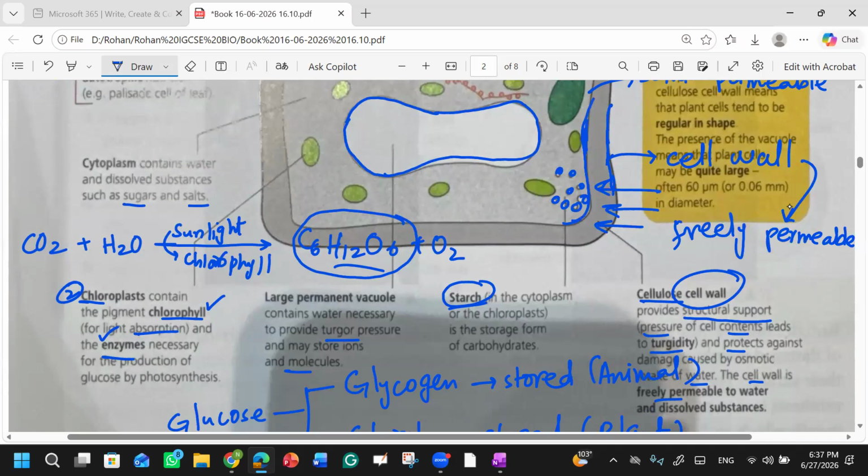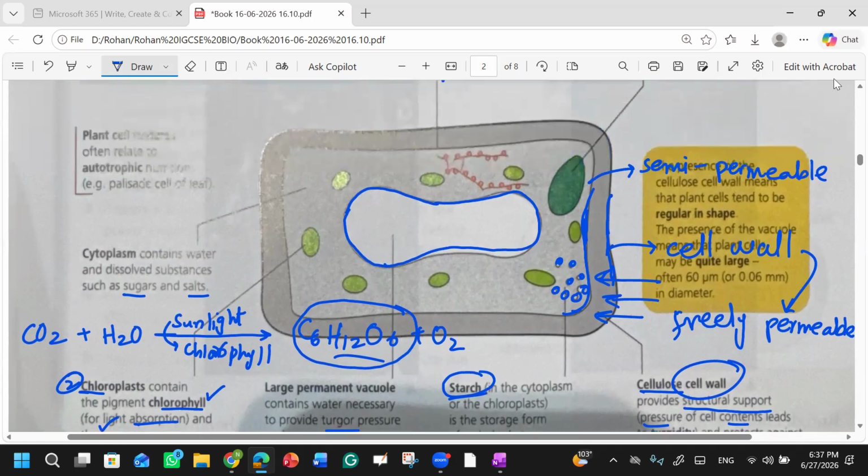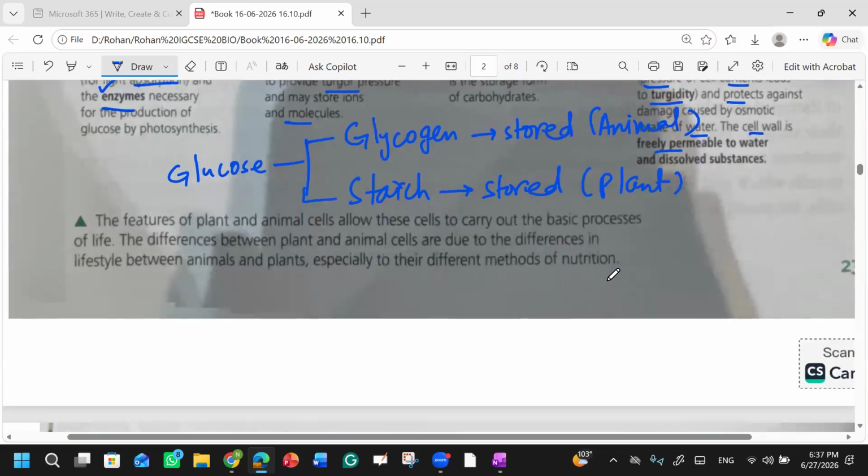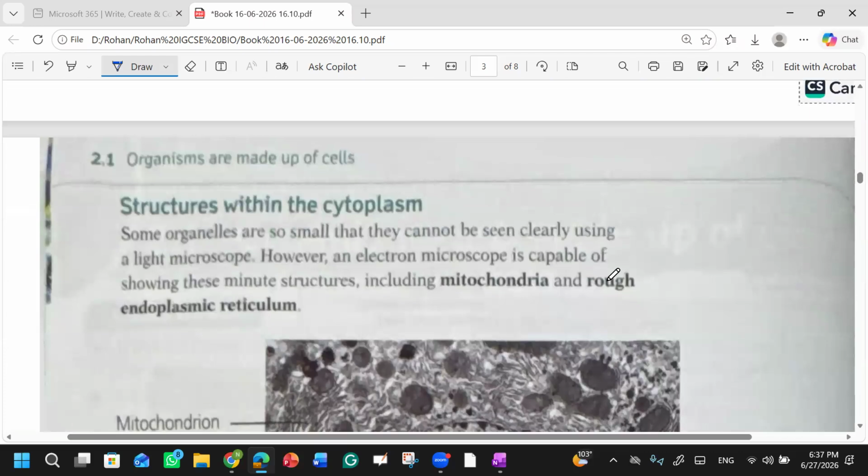Just like sometimes there are two gates of an industry. From the main gate everyone can enter, but there is another gate inside from where just employees can enter. Similarly, the cell wall is freely permeable, and it will allow every substance to enter, but the cell membrane has a checkpoint. The cell membrane is semi-permeable and will only allow a few substances to pass through it.